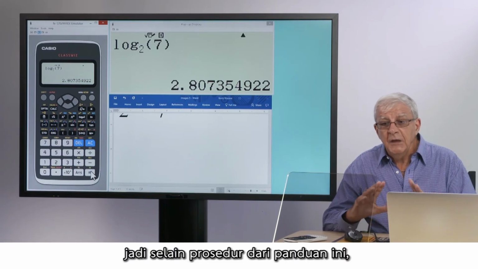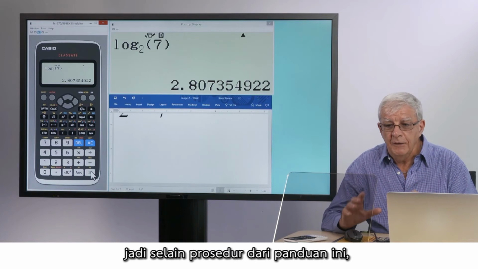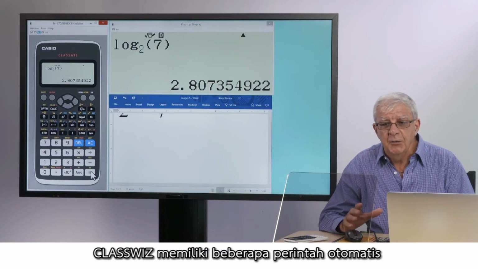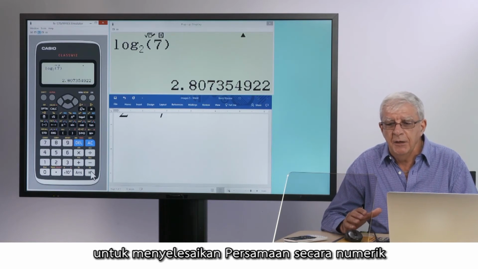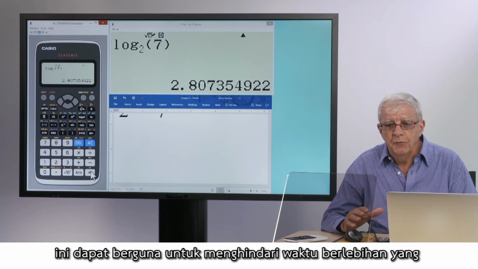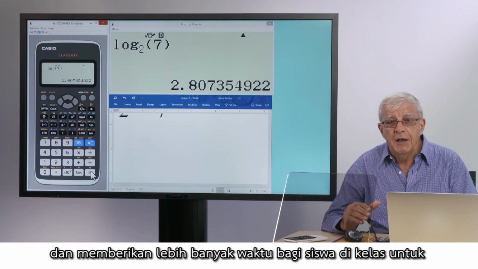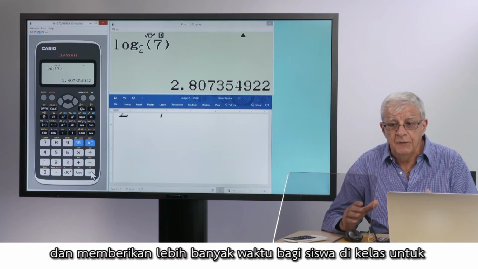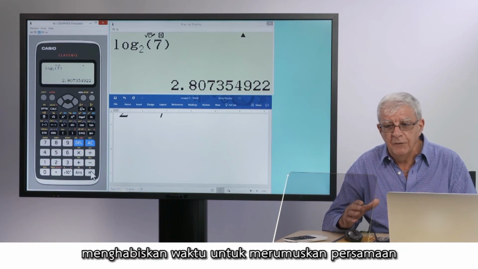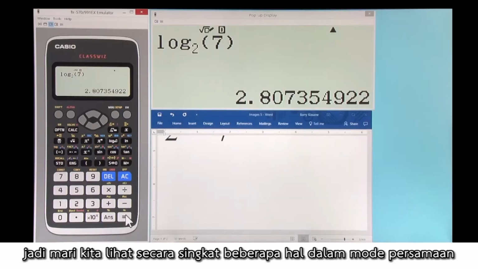So, in addition to procedures of these kinds, ClassWiz has some automatic commands for solving equations numerically. These can be useful to avoid excessive time being spent on routine manipulations and allowing more time for students in class to spend on formulating equations. So let's look at these briefly.